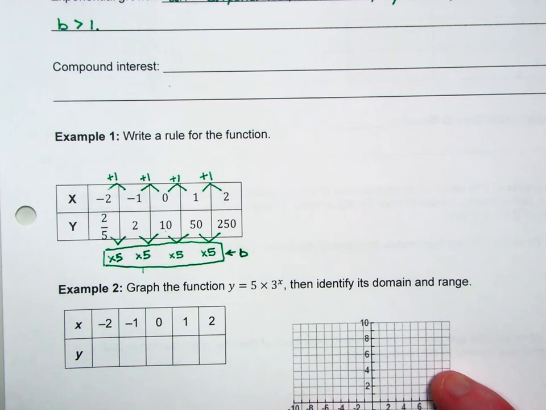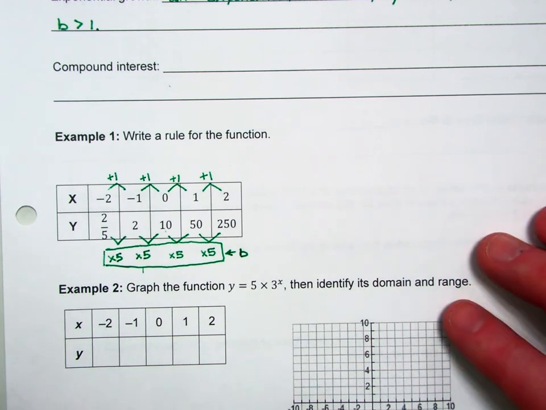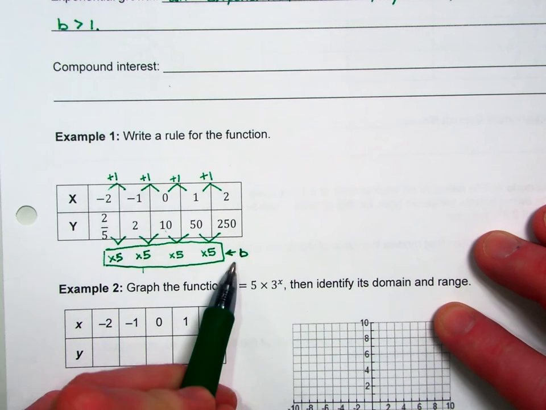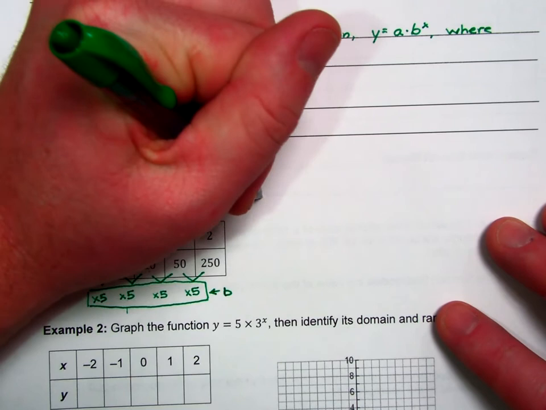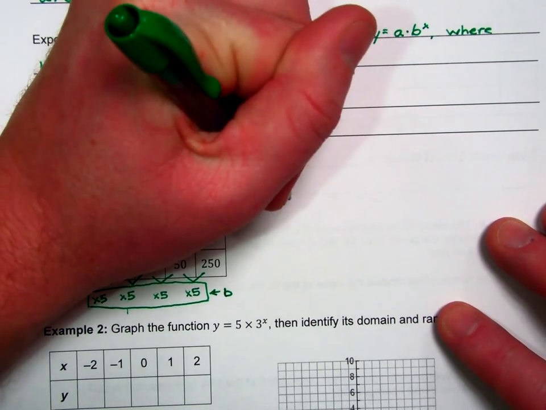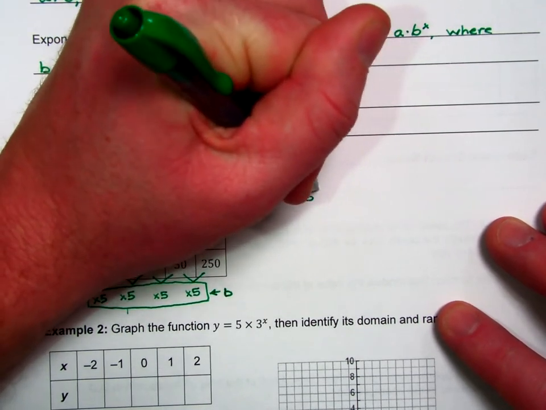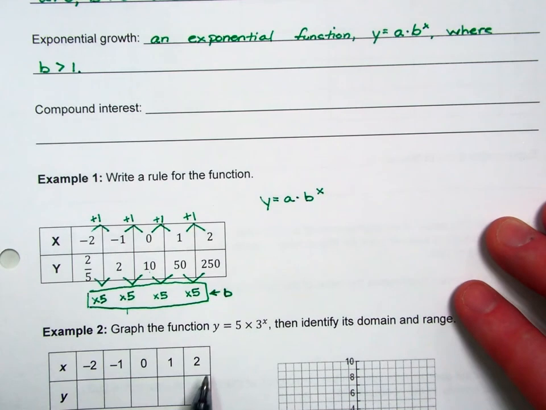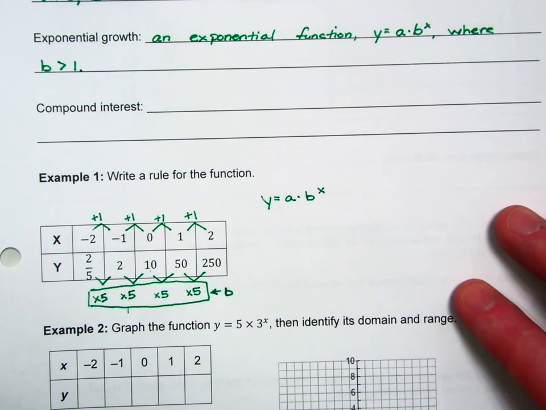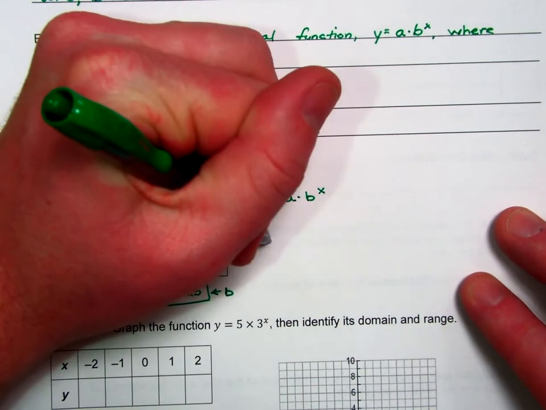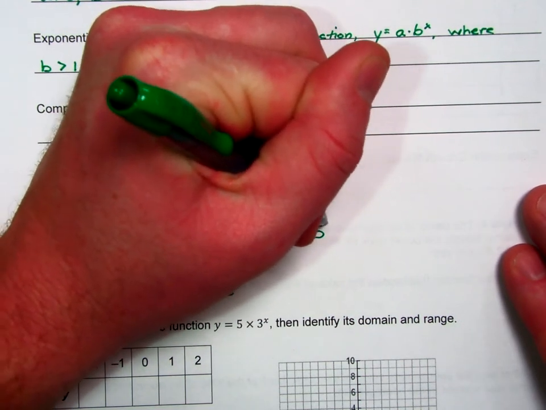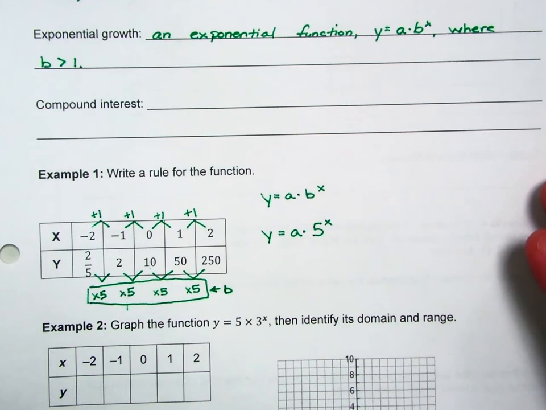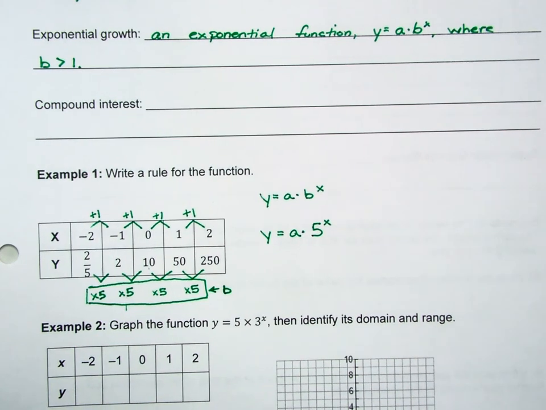Okay? Now, we still don't know what our a value is yet, but we definitely know what our b value is. So when I take my function, y equals a times b to the x power, you again have just found a value that you can plug in for b. So we now know that y equals a times 5 to the x power. Now you're not done because you still don't know what your a value is.